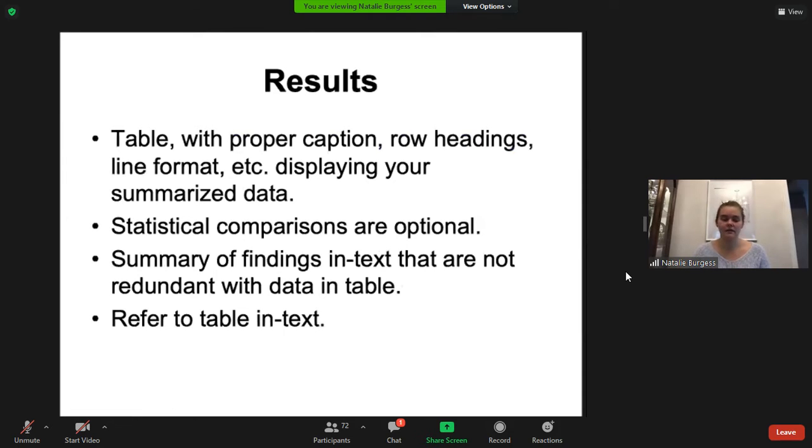For your results, again, you guys had your first table from a couple weeks ago and you had the option to do a bonus. Keep in mind, you need to do proper captions. You need to have row headings, proper line formatting, and display your summarized data. You can do a statistical comparison. It is optional. You can do a simple chi-square analysis to see abundance estimates. You don't necessarily have to, but I recommend it just because it's good practice. In the results, you include a summary of findings in text that are not redundant with the data in the table. So basically, you're not just restating in paragraph form what's in your tables. It's a little bit more complex than that. And you can refer to the table in text.